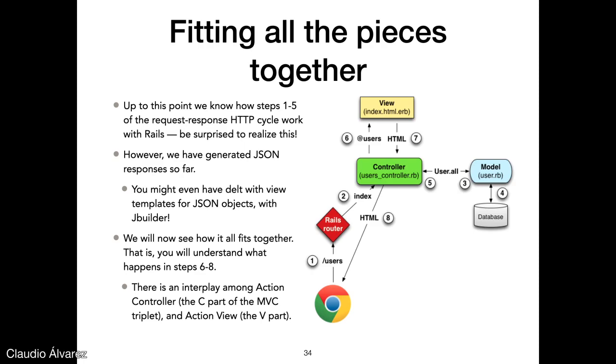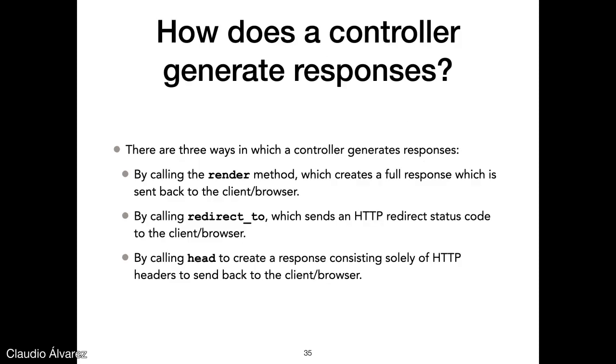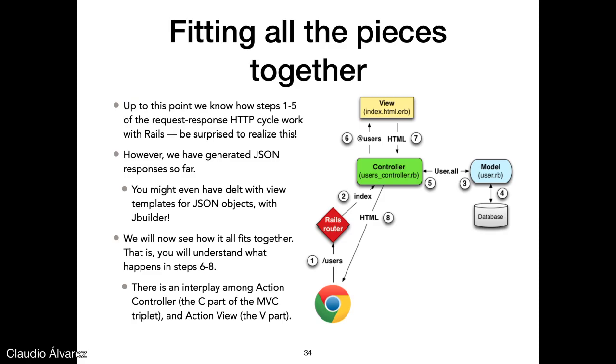The part of Rails that performs steps 6 and 7 is ActionView, the view part, the V part of the MVC pattern. So there are 3 ways in which a controller can generate responses. There's a render method that's available in Action Controller Base. In the Action Controller Base class, the render method is implemented. This method will allow you to render the response, that is, to perform step 7.